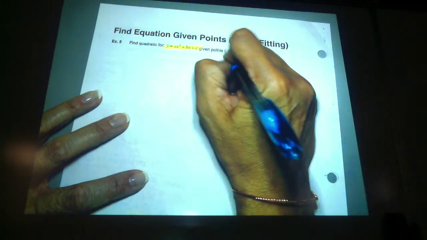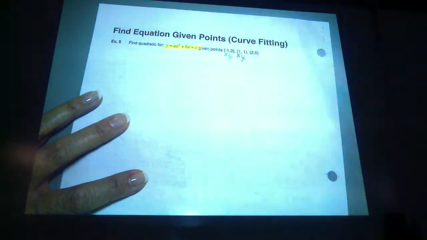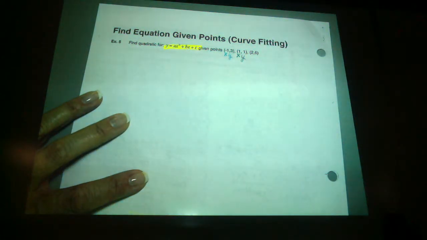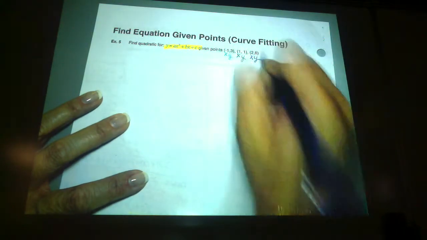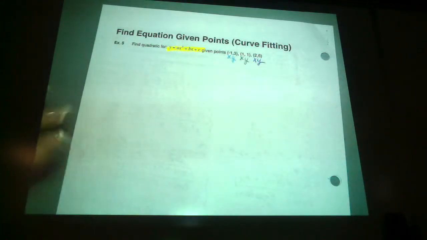But all I have are 3 xy values. So this is an x, and that's a y. This is an x, and that's a y. And this is an x, and that's a y. So I'm going to color code them. We have to find a quadratic.